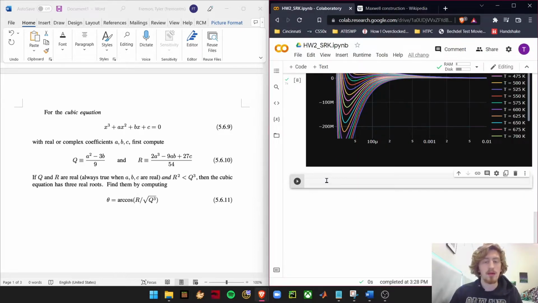So we're going to be coming up with a function that can determine these specific volumes so we can later plug them in and use them to solve for and plot a Maxwell construction.